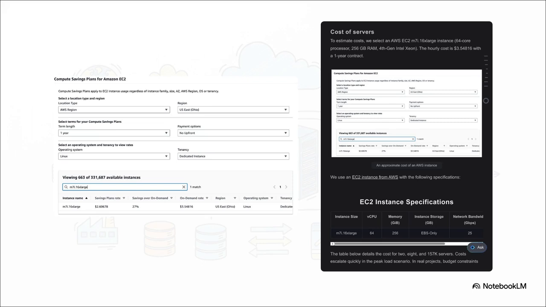For our 64-core server, we are modeling against an AWS EC2 M7i.16xlarge instance. It features 64 vCPUs, 256 GB of RAM, a 4th-gen Intel Xeon processor, and a network bandwidth of 25 gigabits per second. If we lock into a one-year contract, this exact beast of a machine costs exactly $3.5416 per hour.